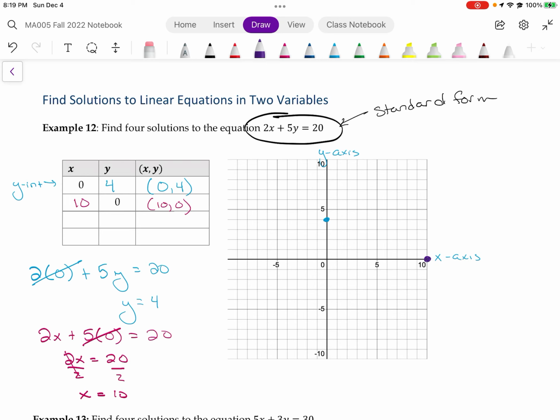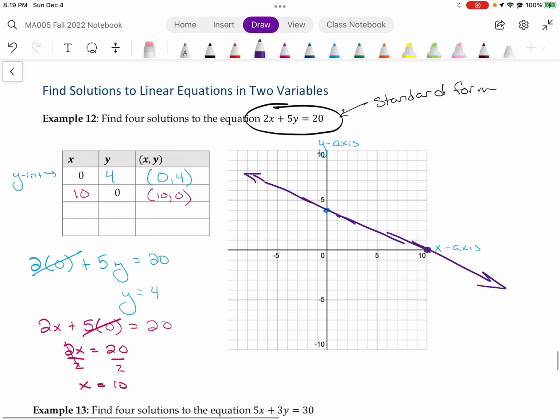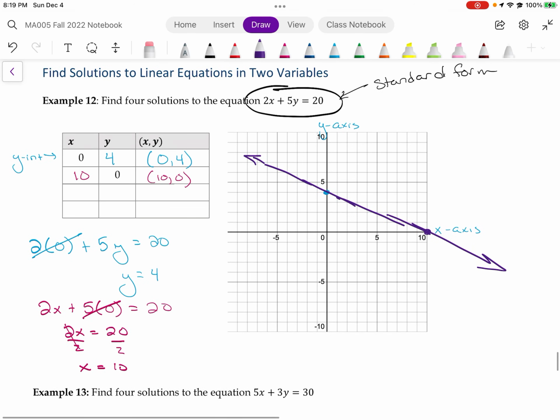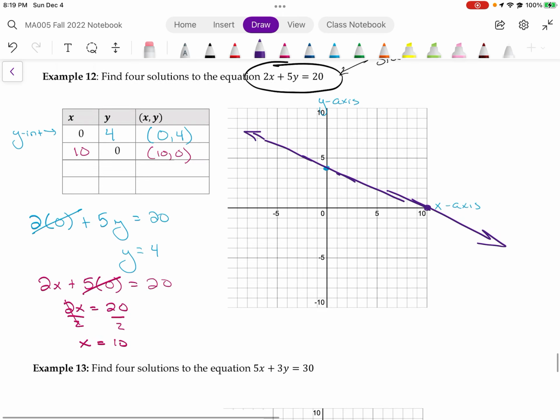Just double checking my work here, 10, 0, yep. Okay, so my line is going to go through here-ish, like that. Yeah. And like I said, it's a good idea to pick more points, so you can just choose something and see, and you'll probably, like I said, get a fraction.